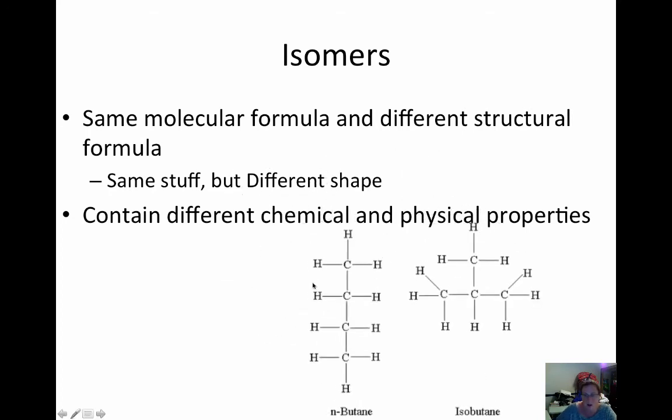So here in n-butane and isobutane, you can see we have 1, 2, 3, 4 carbons and 2, 4, 6, 8, 10 hydrogens. So 4 carbons, 10 hydrogens. And here in isobutane, there's 4 carbons and 10 hydrogens. So if you have the same number of each type of atom, they are called isomers. But you can see they have a very different structure.